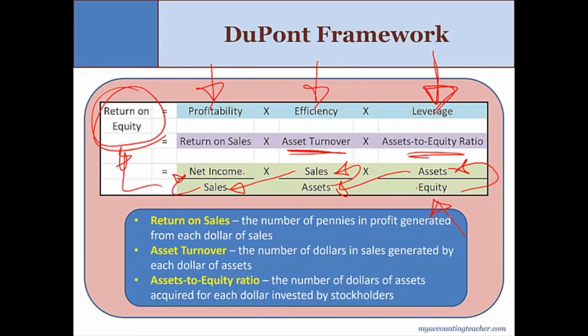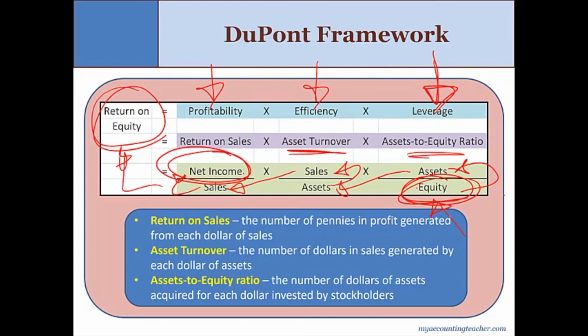So the Dupont Framework is very good at telling us, what does a business do? We borrow money to buy assets. We buy assets to generate sales. We generate sales to generate income. So I take my income, divide it by the portion of my funding that is provided by shareholders to determine what's my return on the equity investment.